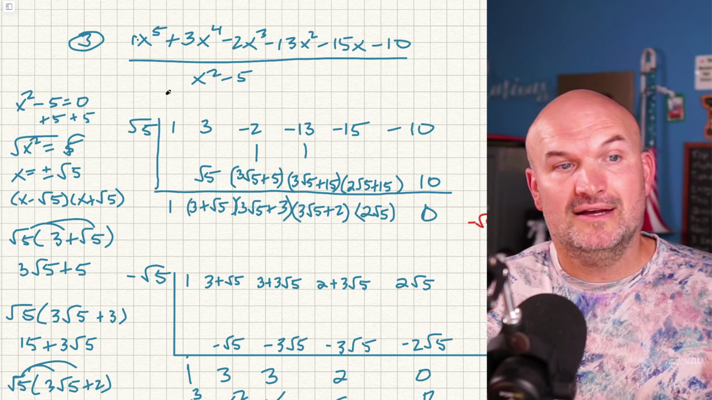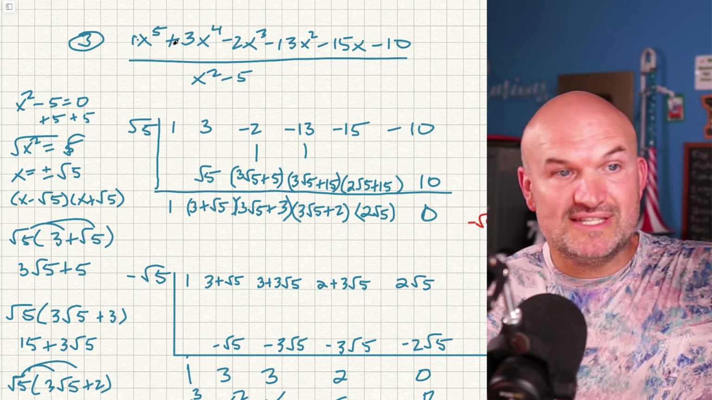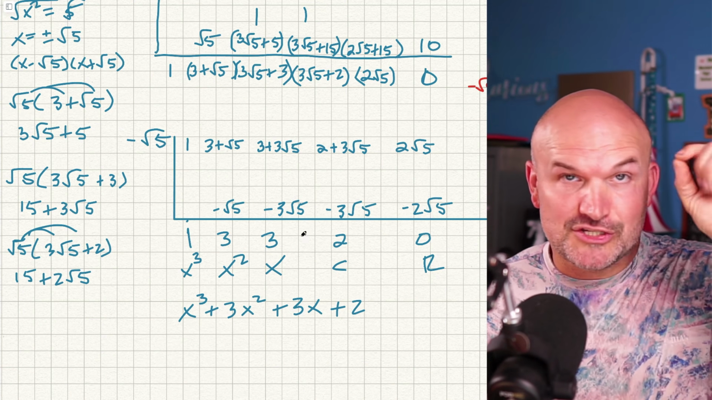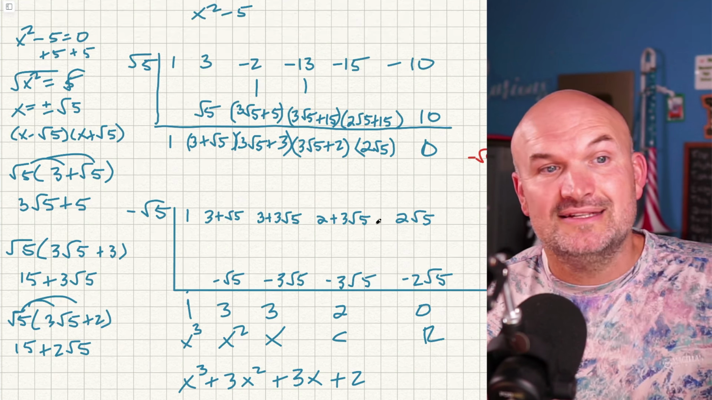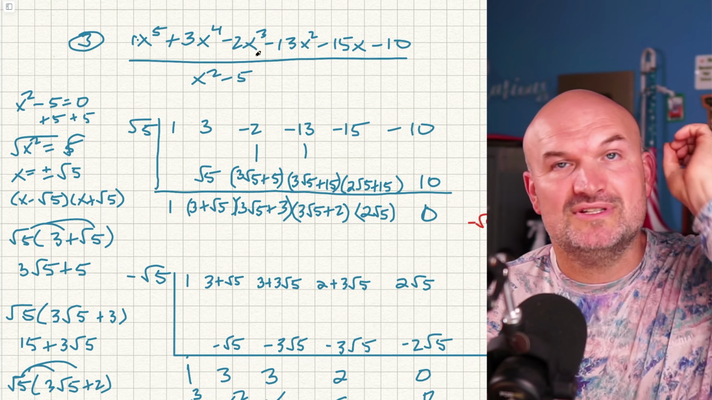That means x squared minus 5 goes into this polynomial, x cubed plus 3x squared plus 3x plus 2. That means this times this equals that.